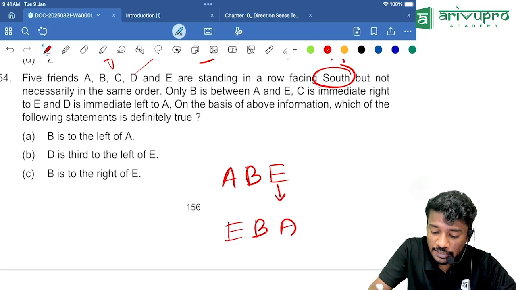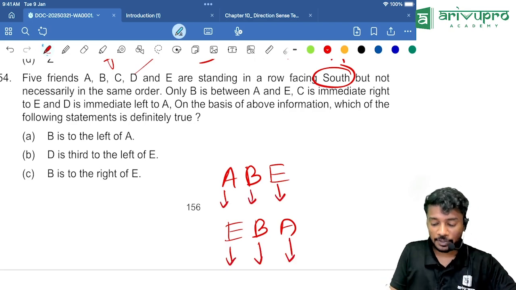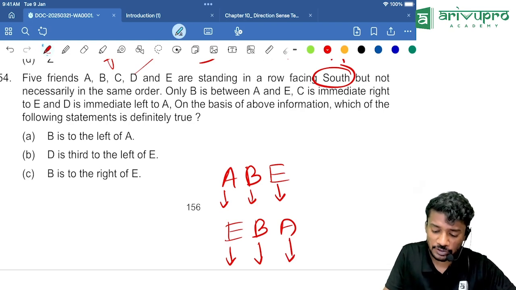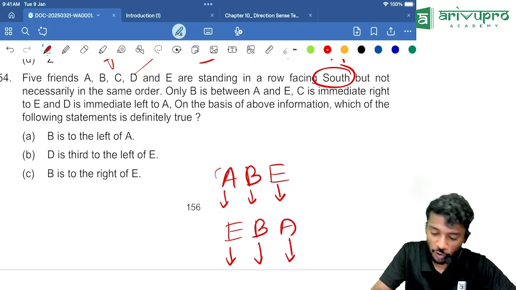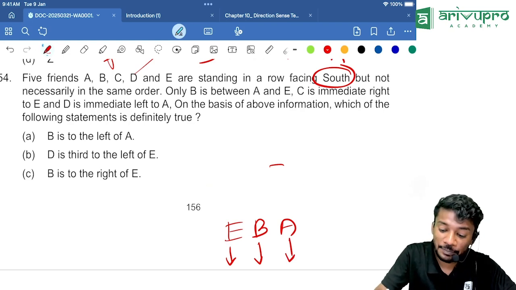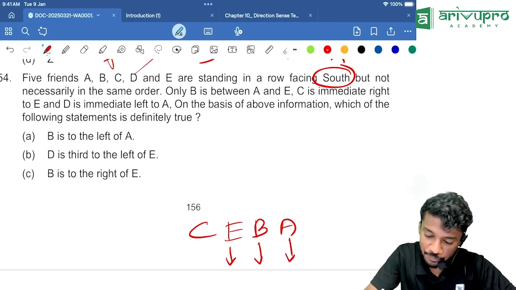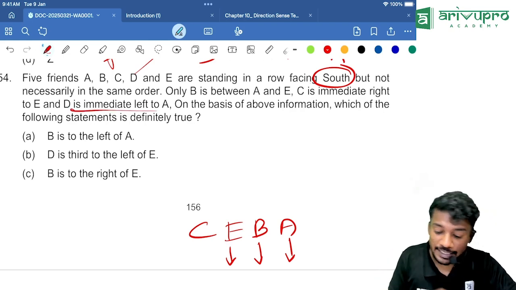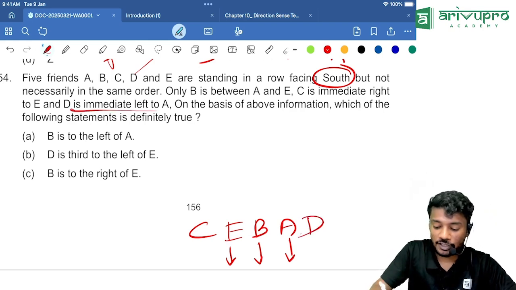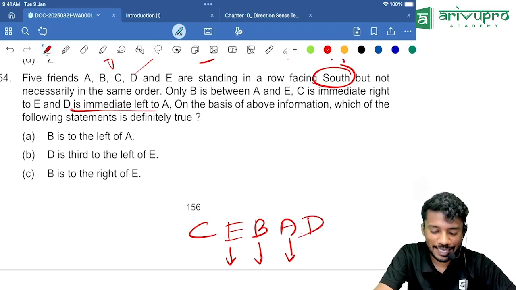Now, C is immediate right of E. So they are looking towards what direction? South only. Immediate right means... Is the first one possible? No, the first one is not possible because C is immediate right. C is immediate right means here. Then what else is given? E and D are immediate left of A. Where will be the position of D? Correct? CE, good.